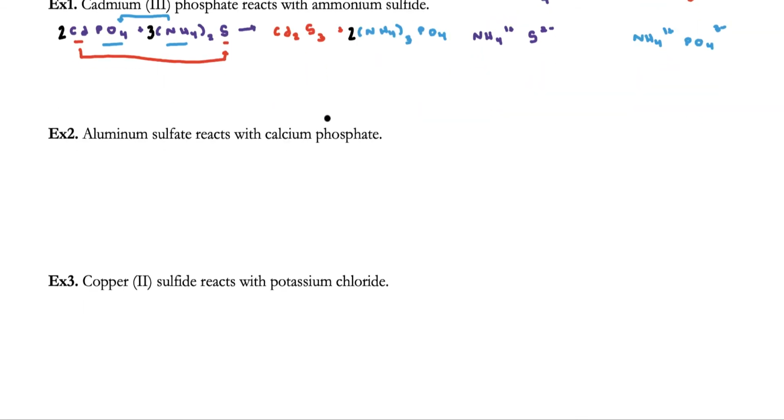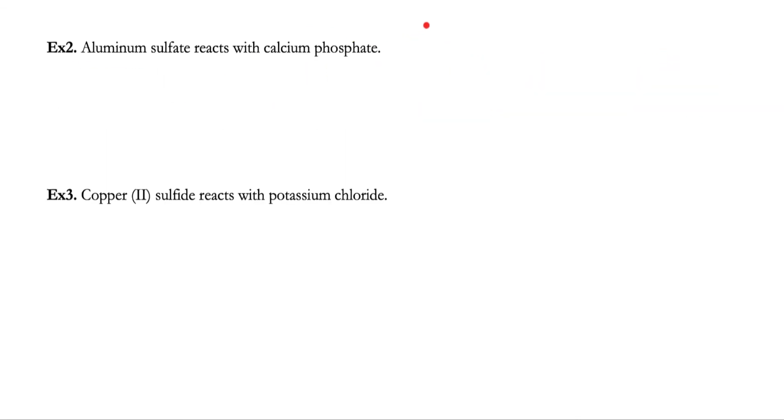All right, let's look at the next one. For aluminum sulfate, I need to cross my charges again. So aluminum has a 3+ charge, and sulfate has a 2- charge. When I cross my charges, what I end up getting is Al with a subscript 2 coming from sulfate. SO4 needs to go in parentheses because I'm going to have 3 of them because of the charge of aluminum when I cross my charges.